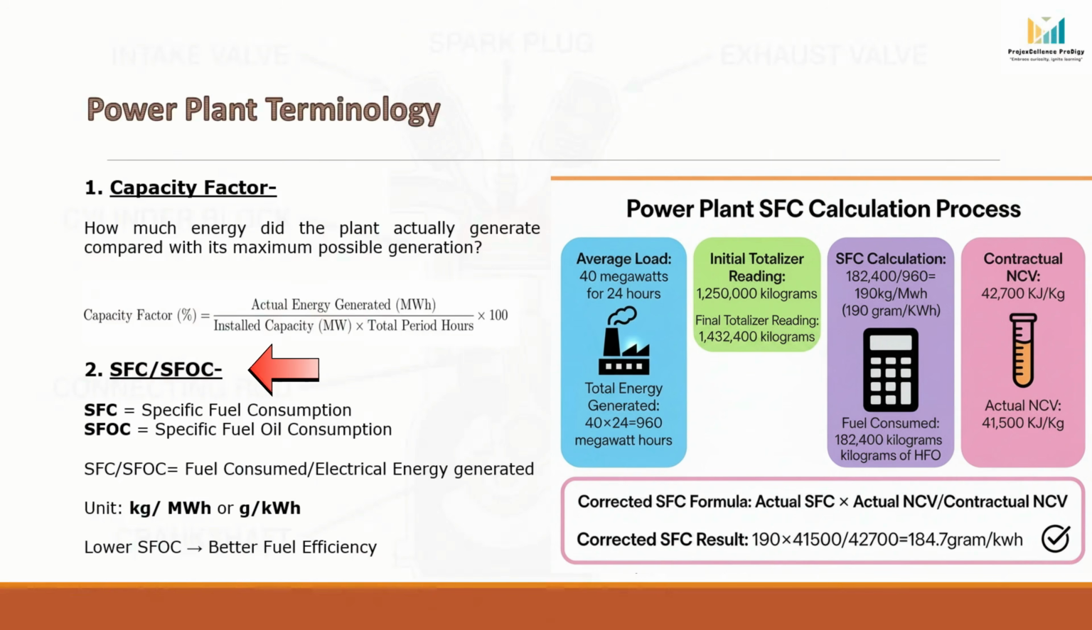So without correction, we may think the engine is consuming more fuel because of poor engine performance. But actually, part of the higher fuel consumption may simply be because the fuel contains less energy per kilogram. So NCV correction allows us to make a fair comparison between actual plant performance and the contractual or reference performance.